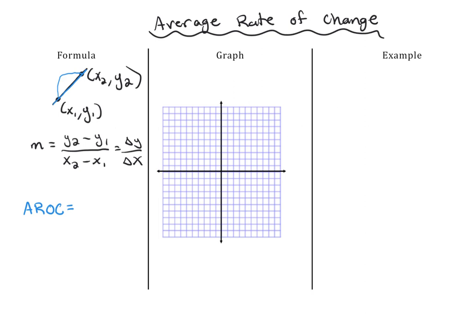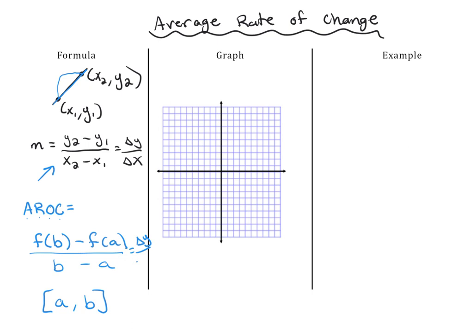So I'm going to write another formula that basically means the same thing as this. Average rate of change, we sometimes will just call it AROC, is f of b minus f of a. Those are y values, over b minus a. This is finding the average rate of change of a function from interval a to b. Once again, these two are saying the same thing. This is still the change in y divided by the change in x.